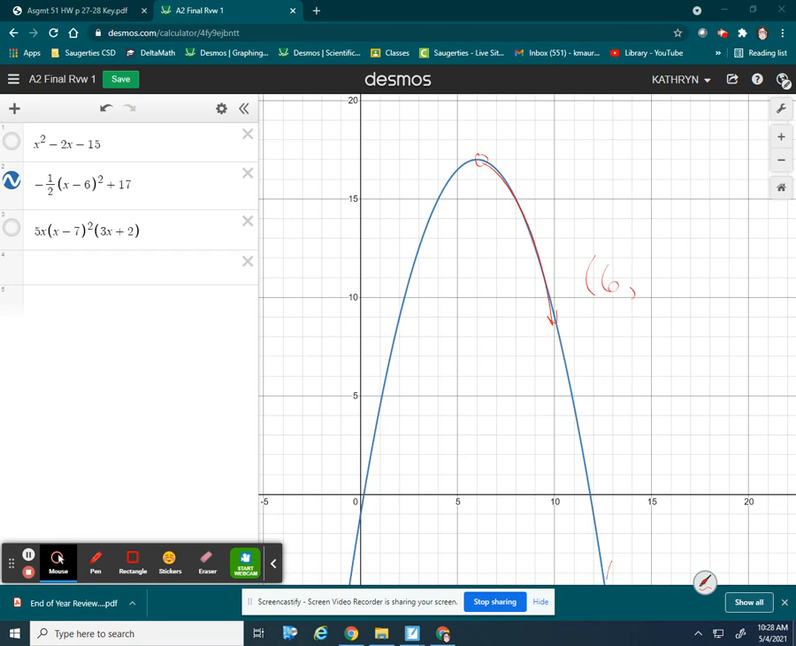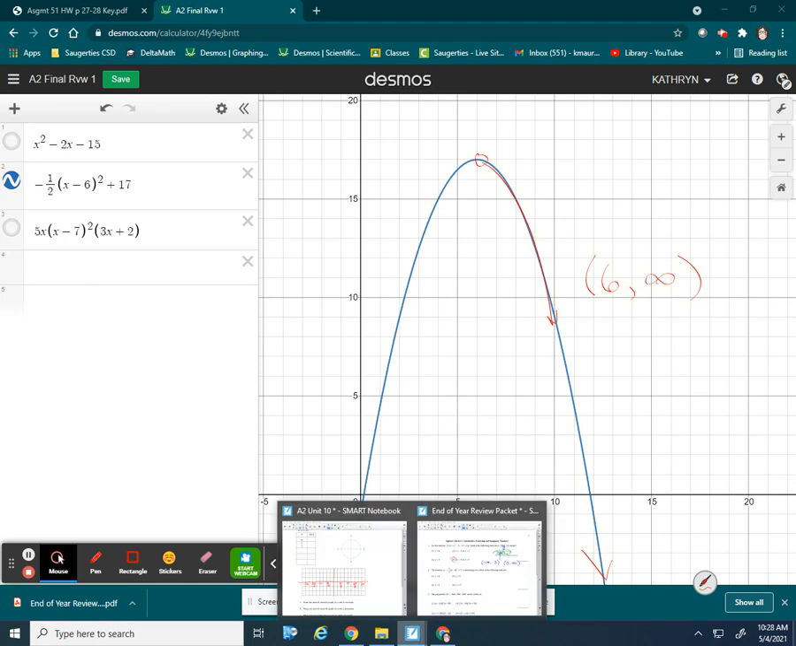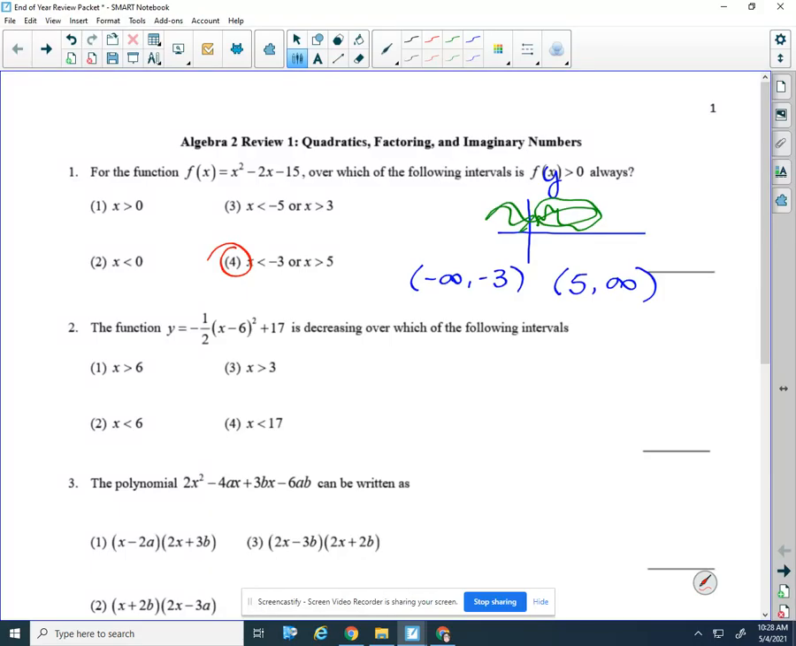Now this points down to negative infinity, but when we're talking about intervals where something's increasing or decreasing, we're looking at the x values. So in this case, the x value can go on forever in the positive direction. So any place where x is greater than 6. So it would be that.